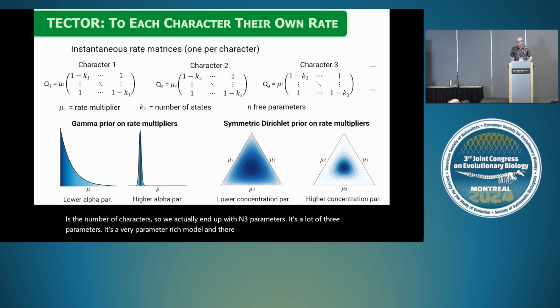We tried 2 different ways to model those rate multipliers. We tried a continuous gamma prior on the rate multipliers, and a symmetric Dirichlet prior on those rate multipliers. Both of these priors have an associated hyperprior for the parameter that governs the shape of the distribution. So we have alpha for the gamma prior, and concentration, also sometimes called alpha, for the Dirichlet prior. And depending on the size of this parameter, you can have a very diffuse distribution or a very concentrated one.